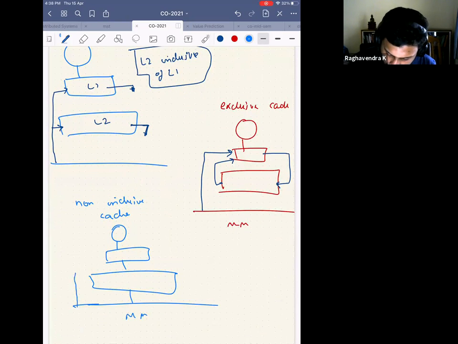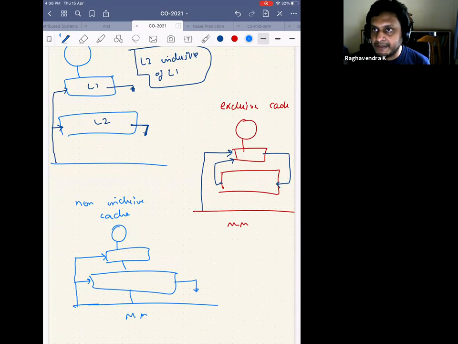When I bring a block, I write it both to L1 and L2. So when I'm bringing a block, I maintain inclusivity. But if a block is kicked out from L2, I don't force the L1 to kick out the same block. So it is actually neither an exclusive cache nor an inclusive cache. That's why it's called a non-inclusive cache. So there might be a chance that there is a block in L1 which the L2 doesn't have.